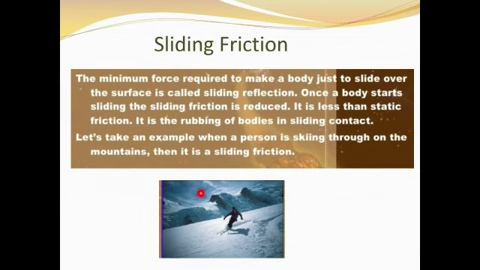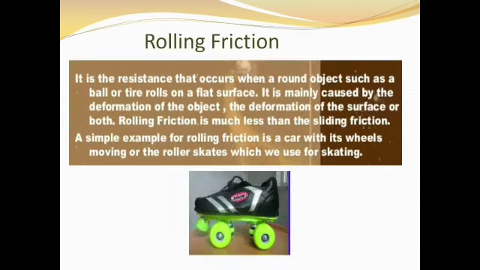Now, the sliding friction is the minimum force required to make a body just slide over the surface. For example, ice sliding, a person sliding. It is also less than static friction. It is the rubbing of the bodies in sliding contact, and the friction also depends on speed. More speed means more friction.